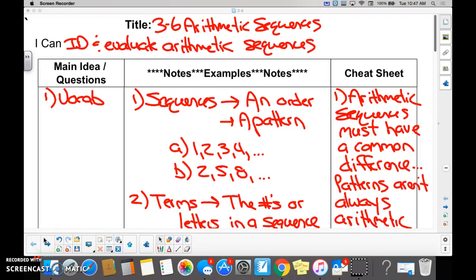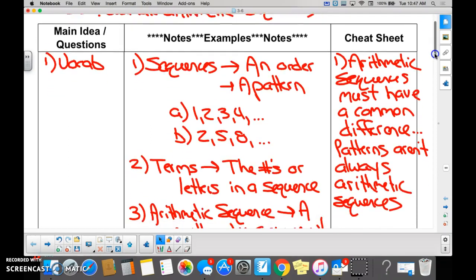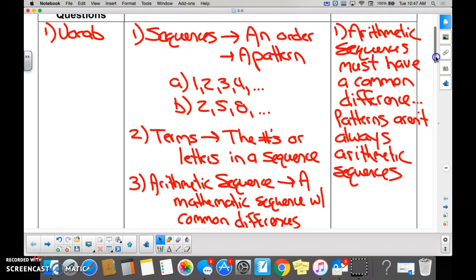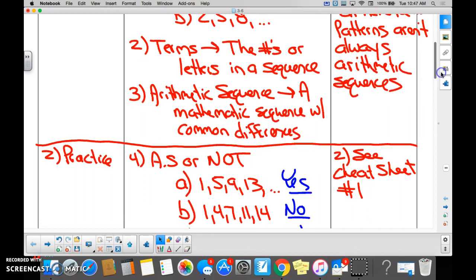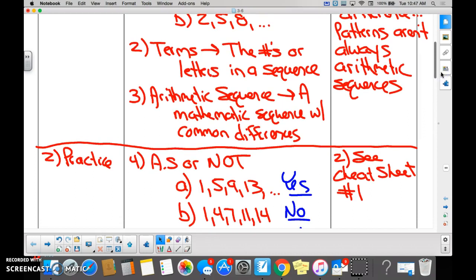Arithmetic sequences. I can identify and evaluate arithmetic sequences. Good. So arithmetic sequences is what we're focused on. Thank you, Madison. All right. A sequence would be an order or a pattern. And A and B show you examples. A term would be the number or letters in a sequence. And an arithmetic sequence always has a common difference.